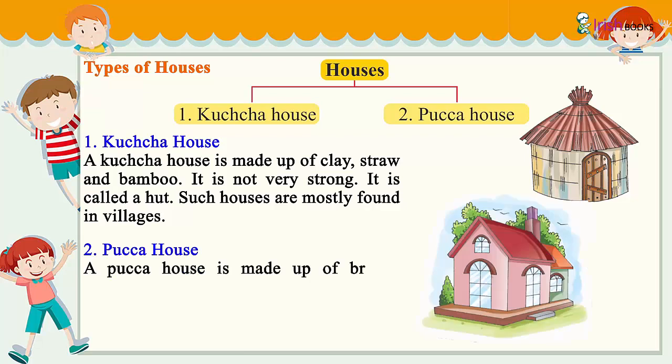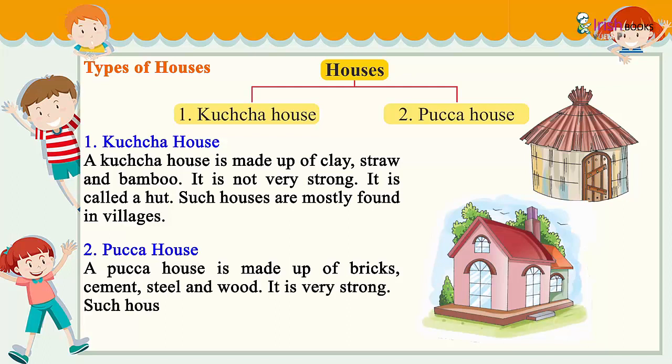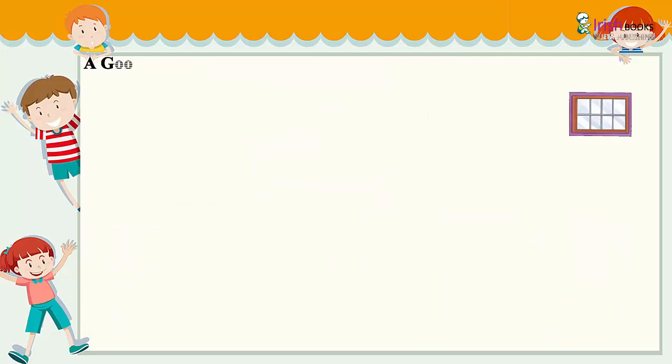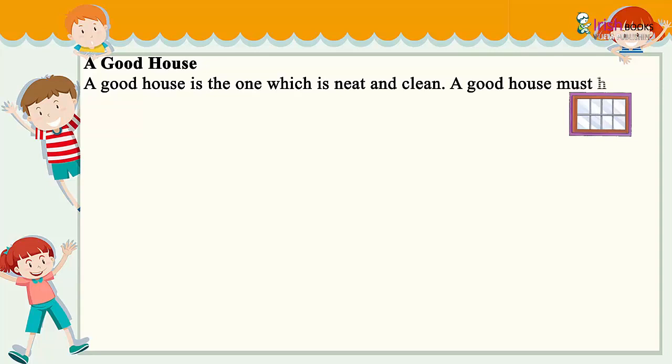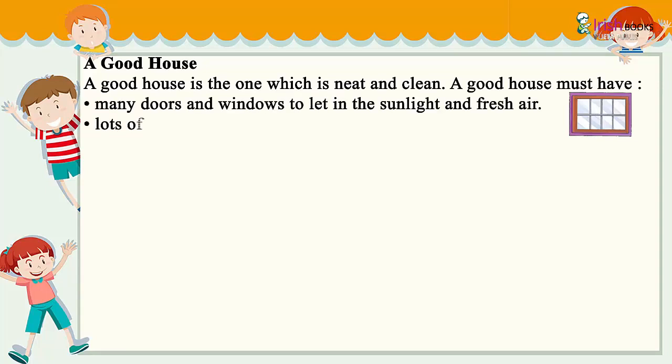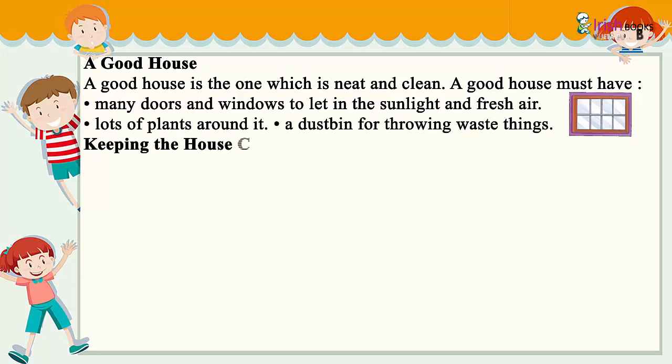Number 2, Pakka house. A Pakka house is made up of bricks, cement, steel. A good house must have many doors and windows to let in the sunlight and fresh air, lots of plants around it, a dustbin for throwing waste things.